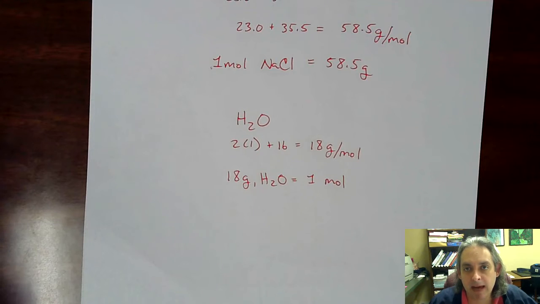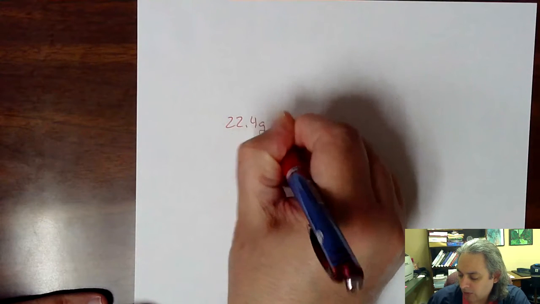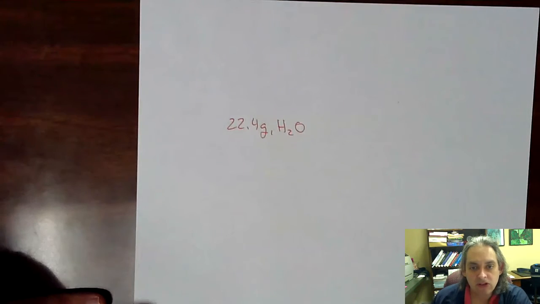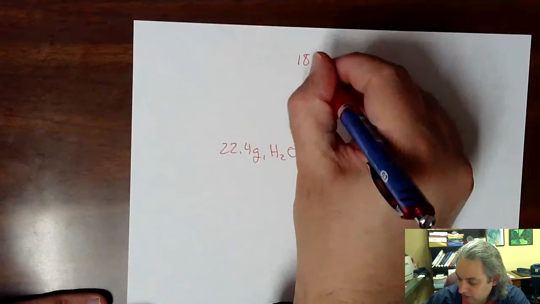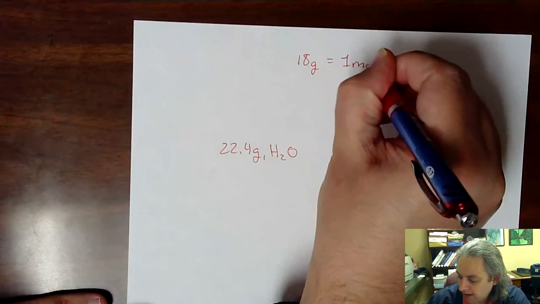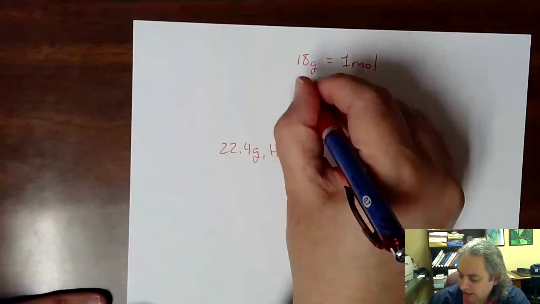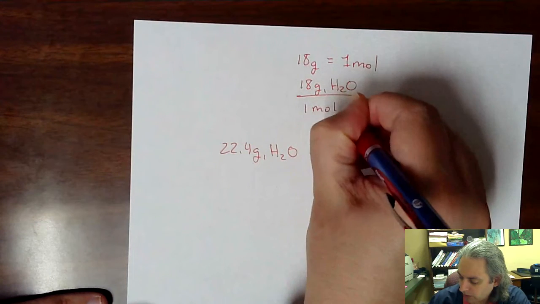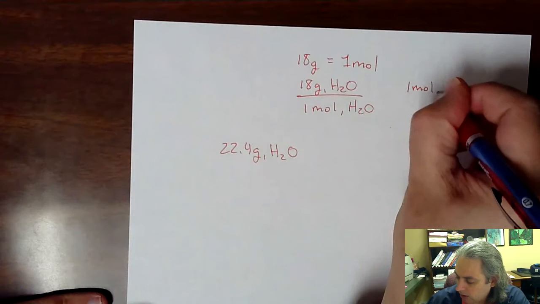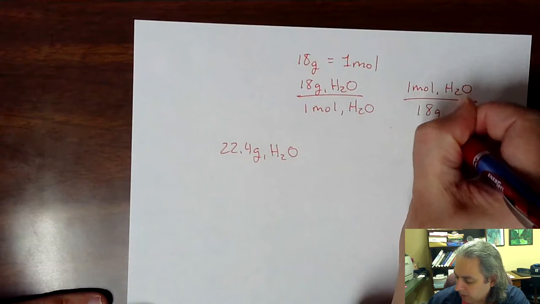Now from the formula mass or molecular mass, which I will sometimes also say molar mass, we can determine the number of moles of a substance. So let's say that we have 22.4 grams of water, H2O. How many moles is that? Well, the molar mass for water is 18 grams per mole, so 18 grams is equal to 1 mole, and this is an equivalence factor, so we can write this as a ratio of 18 grams of water over 1 mole of water, or we can write it as 1 mole of water over 18 grams of water.